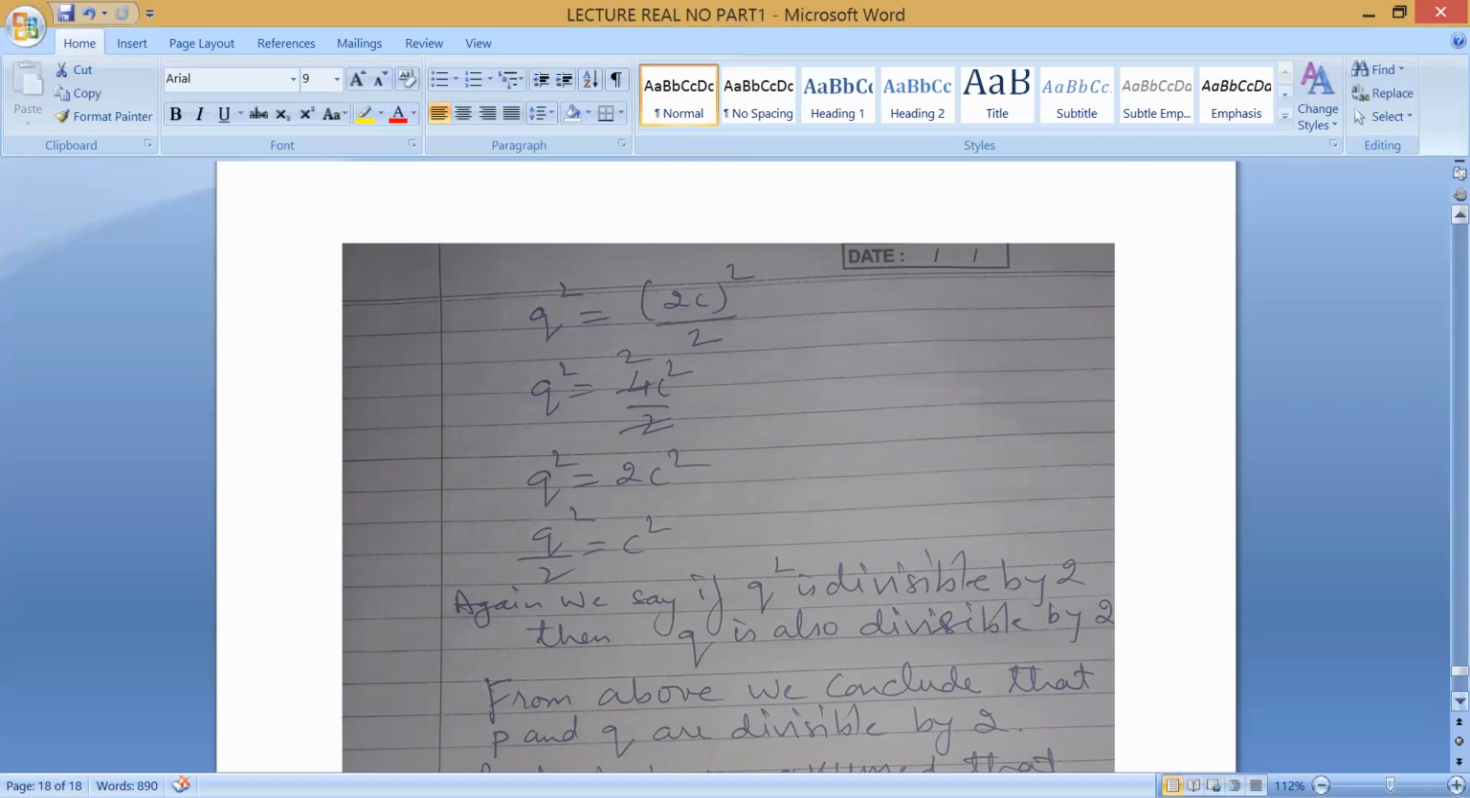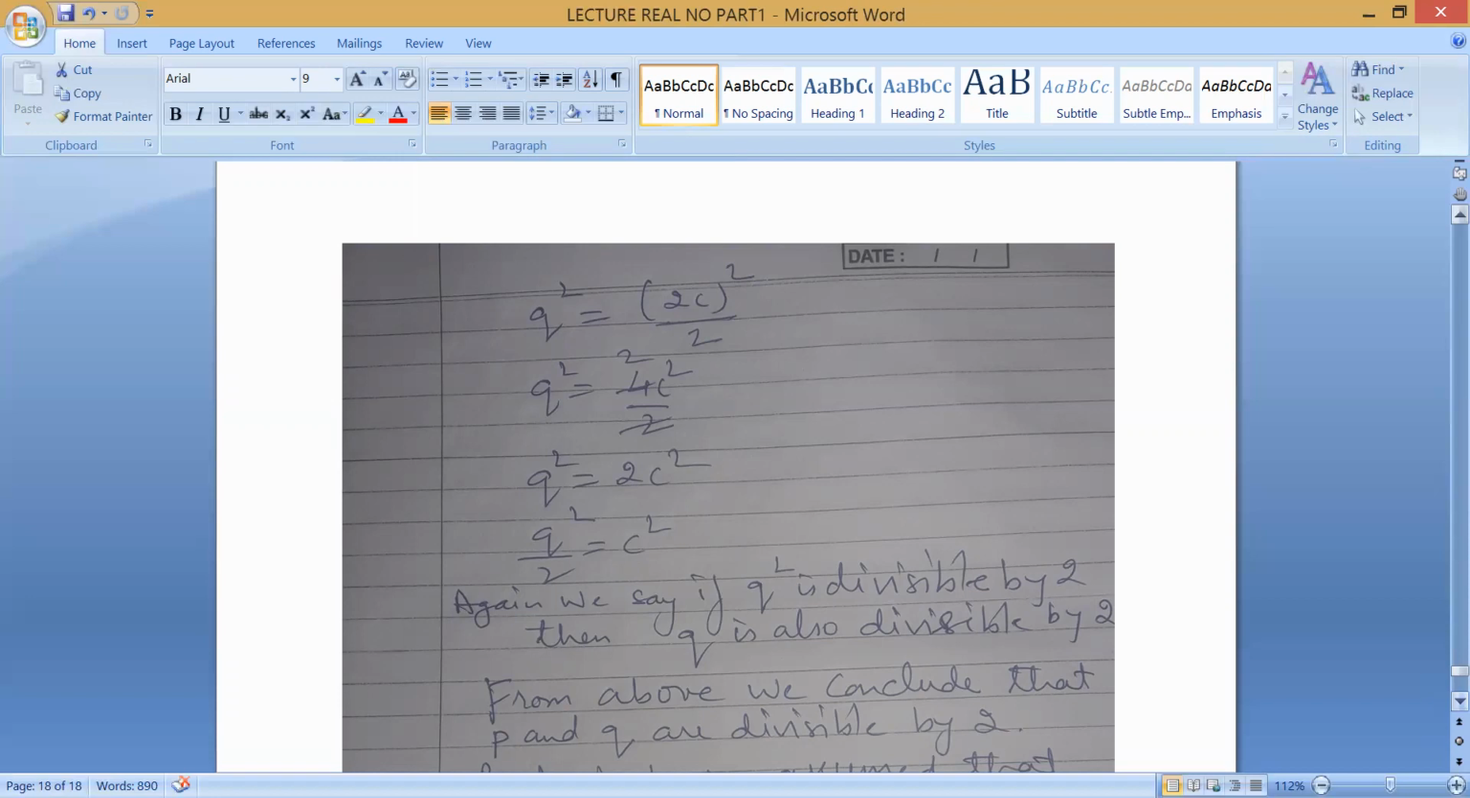Some students ask me, sir, why have you written 2c? c is any number, so you can take 2d, you can take 2a, any letter, but you cannot take 3c. That is a very important thing, because here you are proving root 2 irrational. If it is root 2, then you will write put p equal to 2c. If it is root 3, then you will write put p equal to 3c. If it is 5, then you will say 5c. So q square is divisible by 2, then q is also divisible by 2.